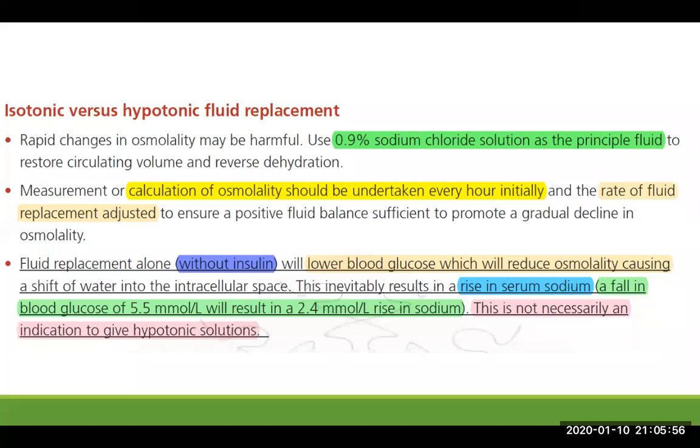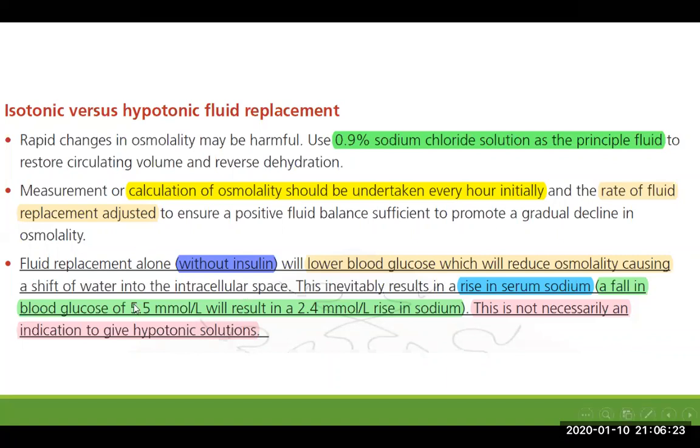Isotonic versus hypotonic fluid replacement, this is very important in every exam. Normal saline is the principal fluid of choice. We must calculate the serum osmolarity; it should be undertaken every hour initially, and the rate of fluid replacement is adjusted according to the decrease in the osmolarity. The fluid replacement alone without insulin will lower the blood glucose.